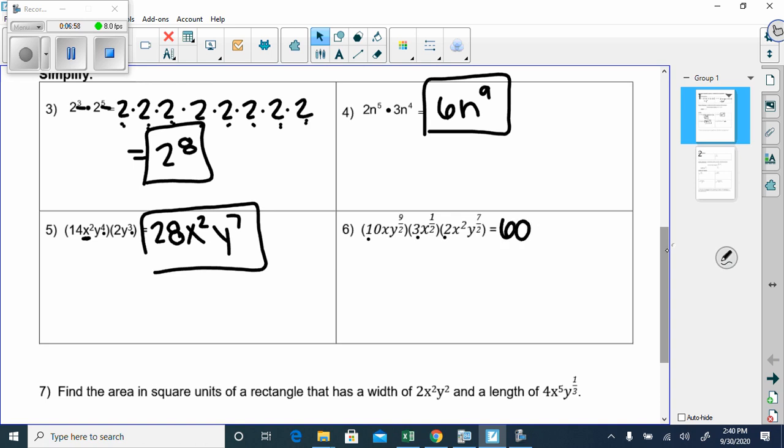Okay, now I worry about my variables' exponents. So we start with x. This x does not have an exponent written. Good, so we know it's 1. This one is a half. So right now I'm adding 1 plus a half. And then what's my last exponent for x? 2. So these are the things I'm adding up.